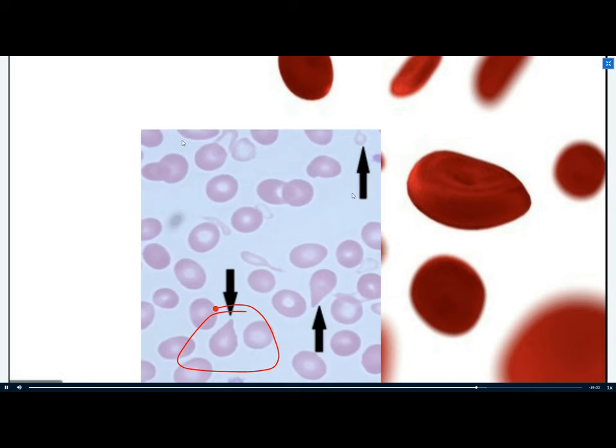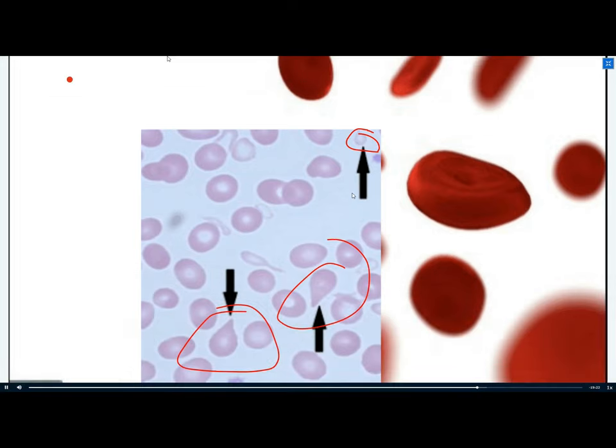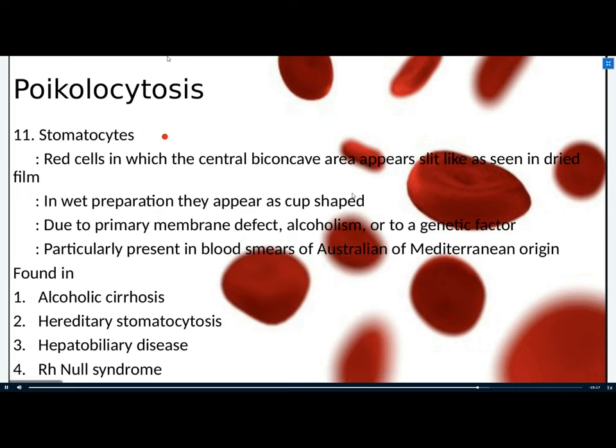This is the appearance of your teardrop cell. So, mukha ta. Take a screenshot, then include it again in your handouts. Talaga siyang teardrop. Luha in Tagalog. They are seen in myelofibrosis and myeloid metaplasia.